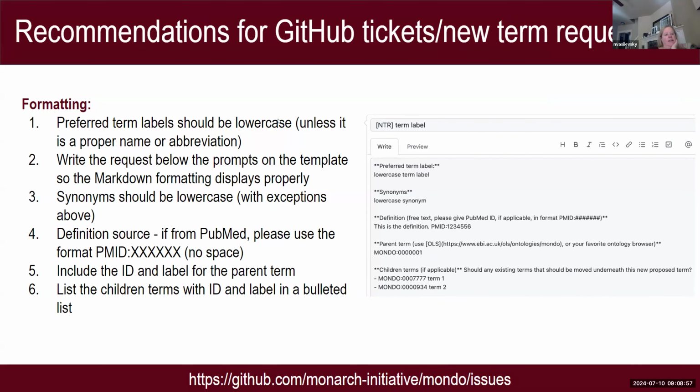And here are some recommendations for creating new GitHub tickets, particularly with new term requests. The example in the picture on the right here is coming from an issue template. In the brackets, it says NTR, which stands for new term request. So here, if you were requesting a new term, you would come in to this template and delete the section that says term label and replace that with the actual label of the term that you want to request. And using this proper formatting just makes it much easier for the ontology curator to add your term to the ontology. So keep that in mind when requesting a new term.